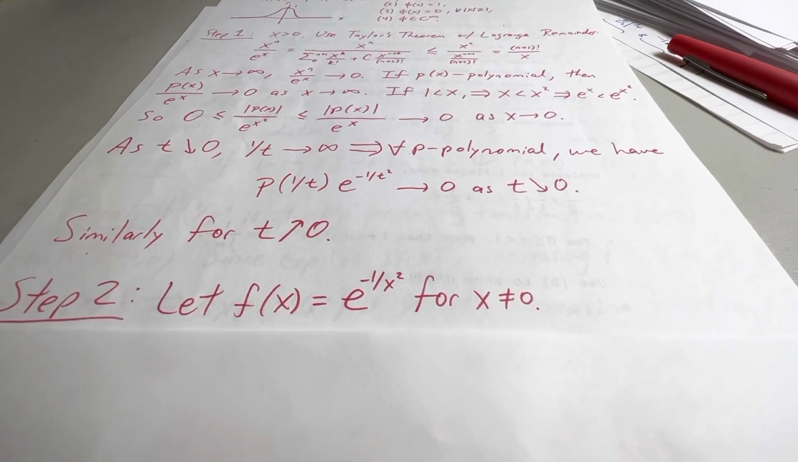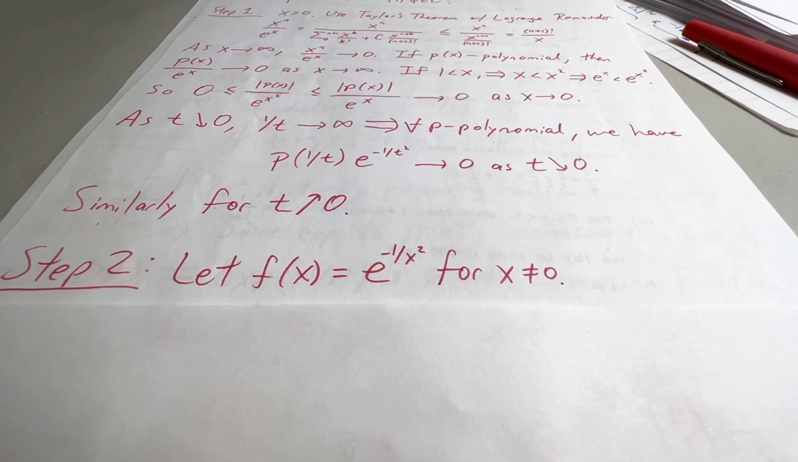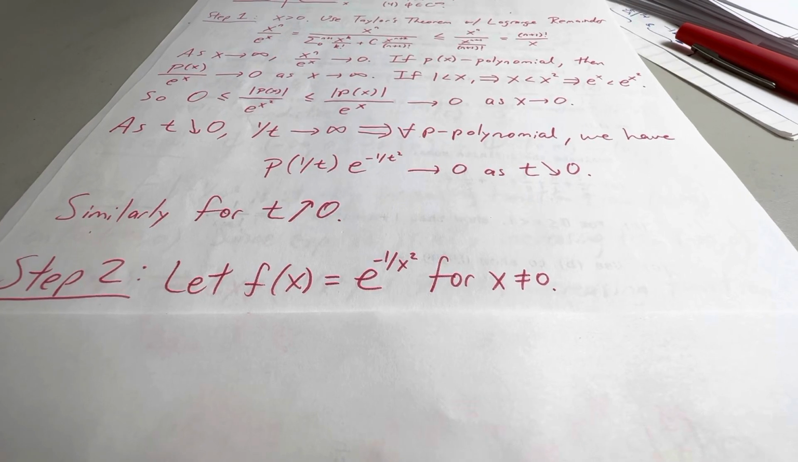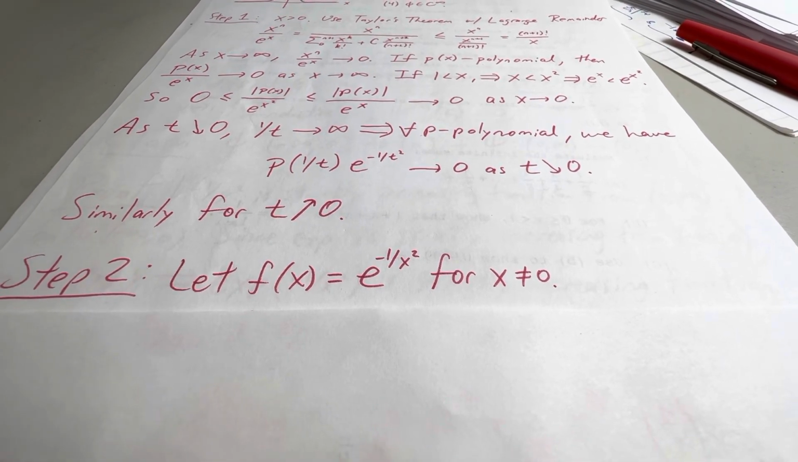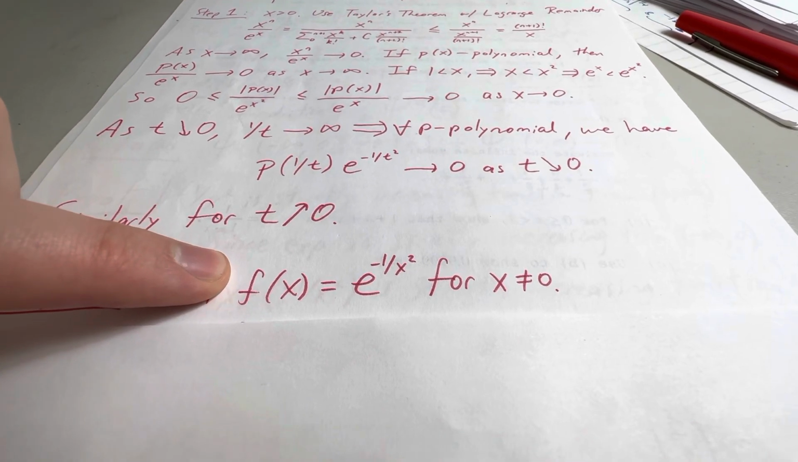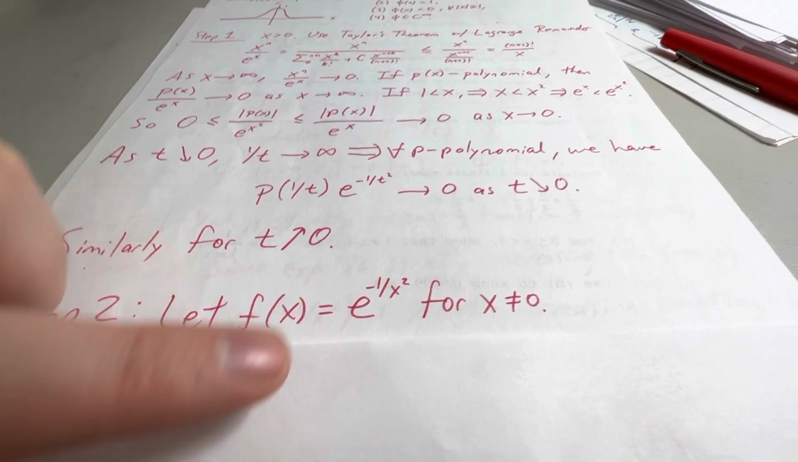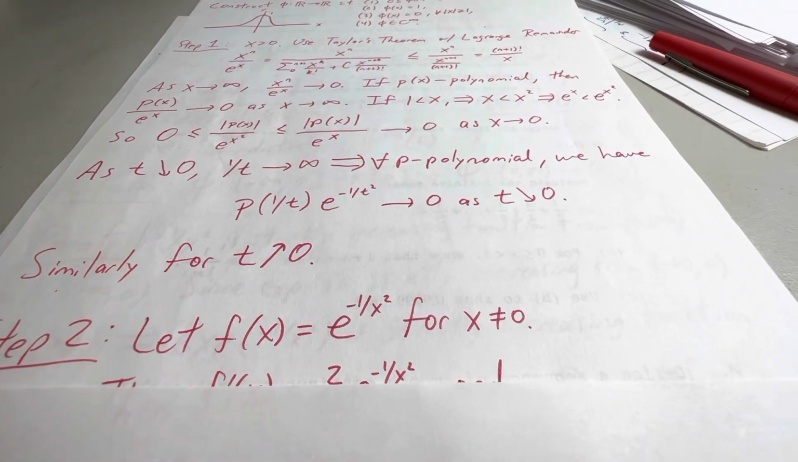All right, are we ready for step 2? Yes, we are. So what's step 2? Step 2 is sort of like a stepping stone to figure out what our function's going to look like. We consider the following function f of x. F of x is going to be e to the negative 1 over x squared when x is not 0.